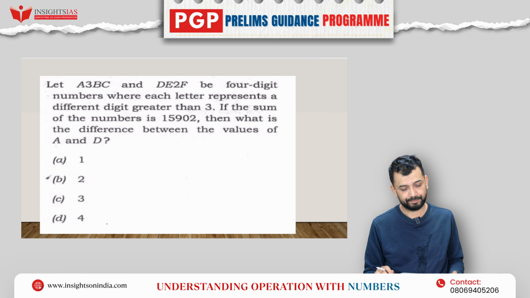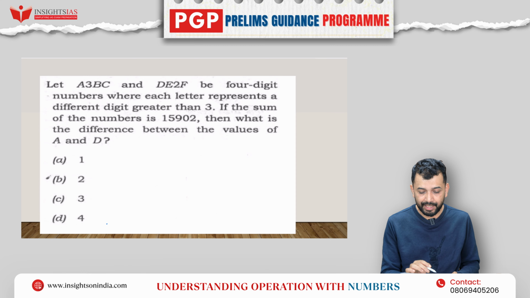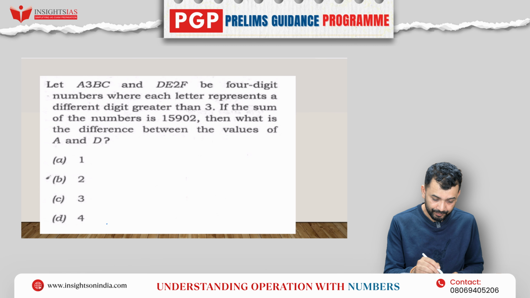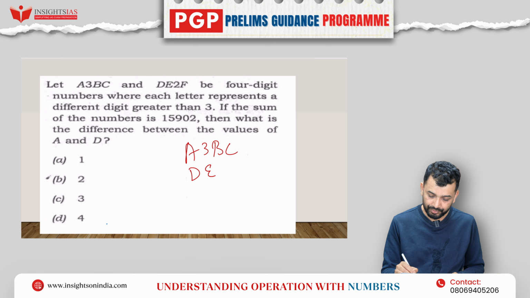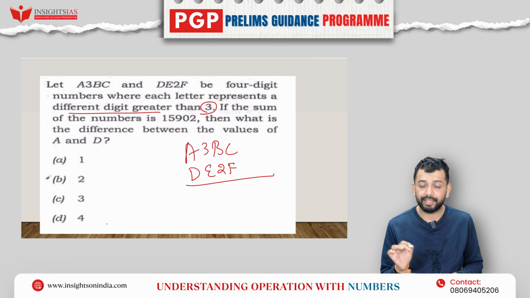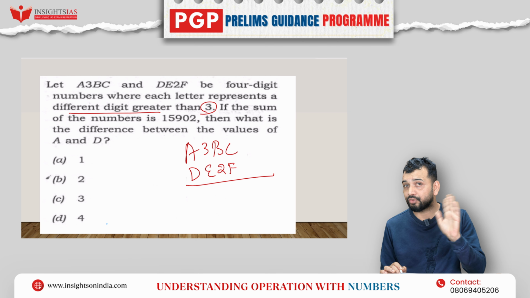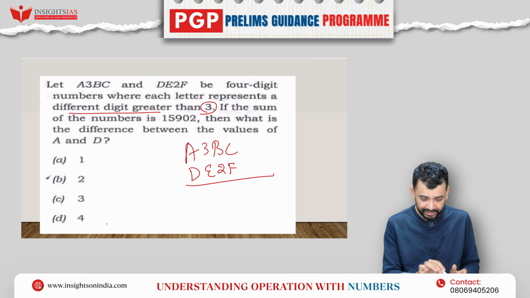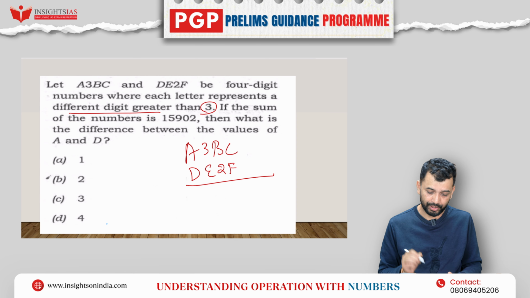Problem number 1. Let A3BC and DE2F be 4-digit numbers, right? Both are 4-digit numbers where each letter represents a different digit greater than 3. When it's saying greater than 3, 3 also should not be considered. 4, 5, 6, 7, 8, 9. There are 6 digits, 4 to 9, you can put any one.